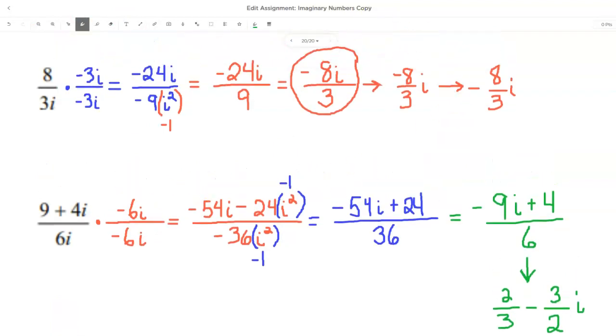So I hope this helps clarify at least a little bit. See what you can do from here.